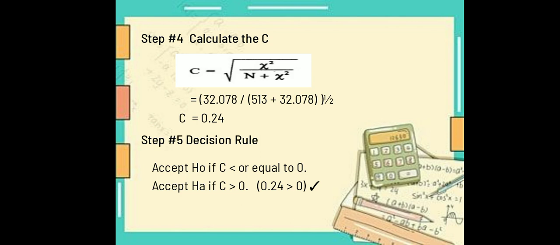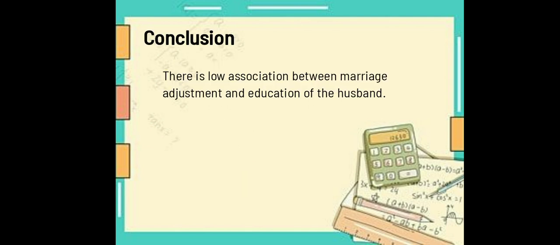So we will make our decision rule. Step number 5, decision rule. Accept the null hypothesis if C is less than or equal to 0, and accept the alternative hypothesis if C is greater than 0. And 0.24 is greater than 0. So our conclusion is that there is low association between marriage adjustment and education of the husband. Okay? So that's all for the contingency coefficient C.